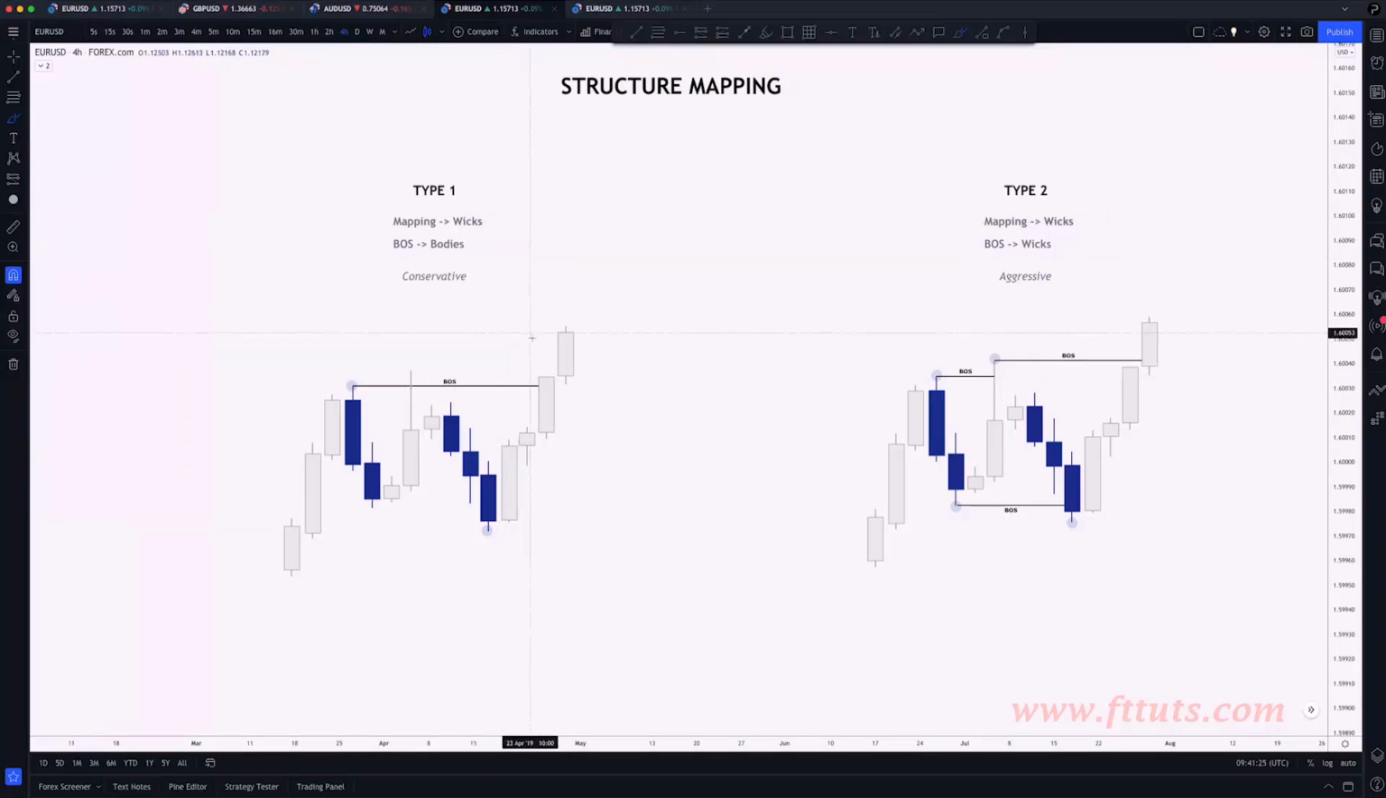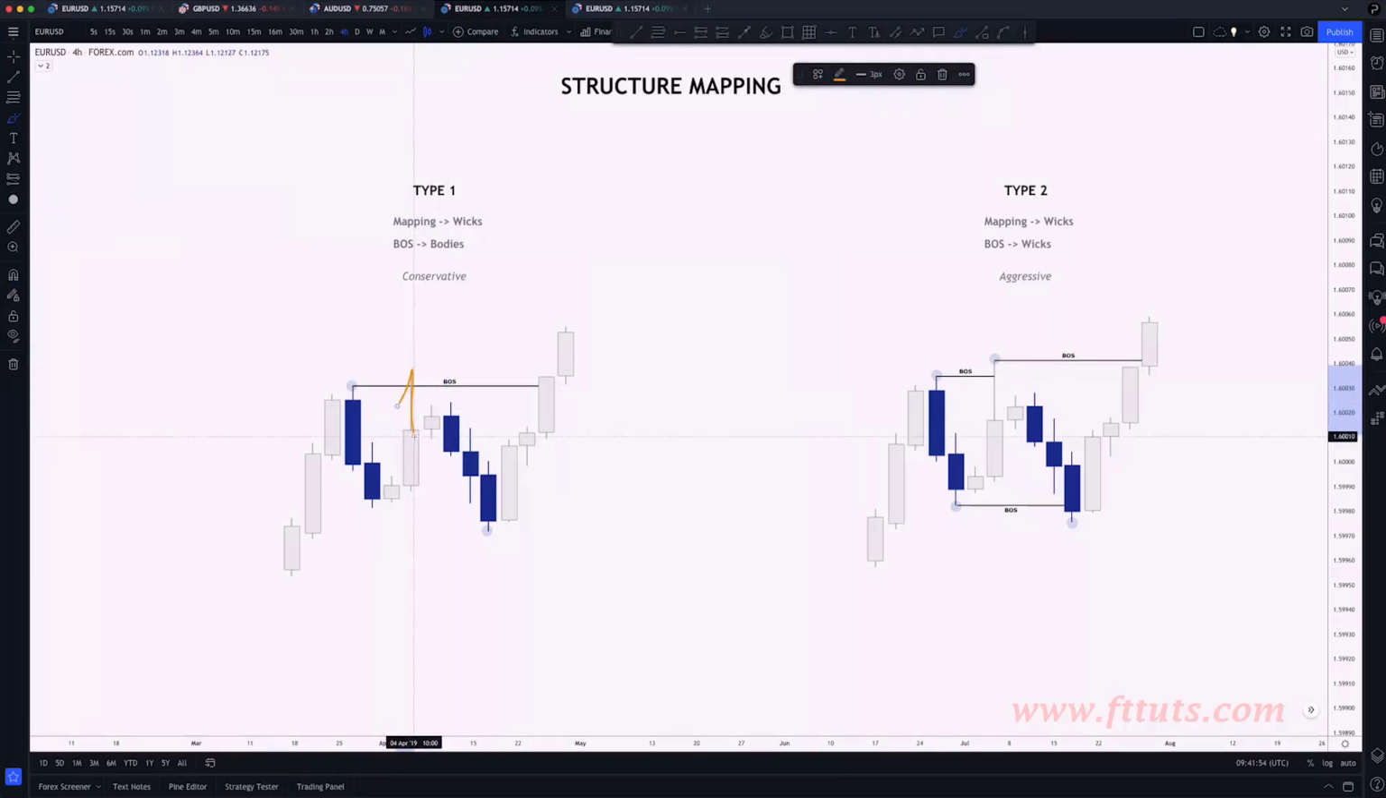But the difference between the two types is what you need to see for a break of structure to have occurred. So for type 1, when you draw your structure from the wick of the candle, you need to see a candle close above that swing high for there to be a break of structure. Now, this is a more conservative way of mapping your structure because it's going to take a lot more money to get price to breach that high, maintain above it, and close above that high.